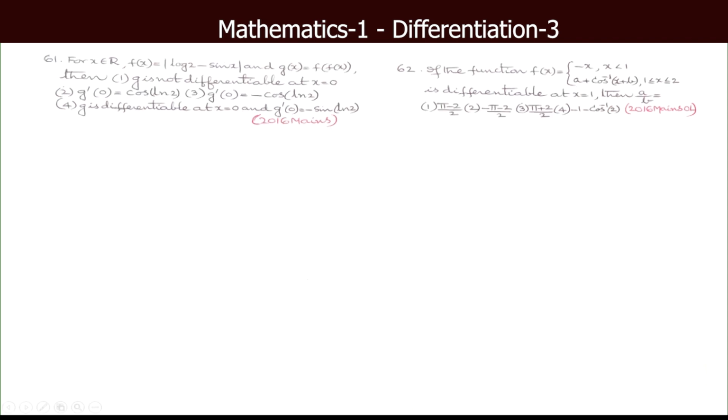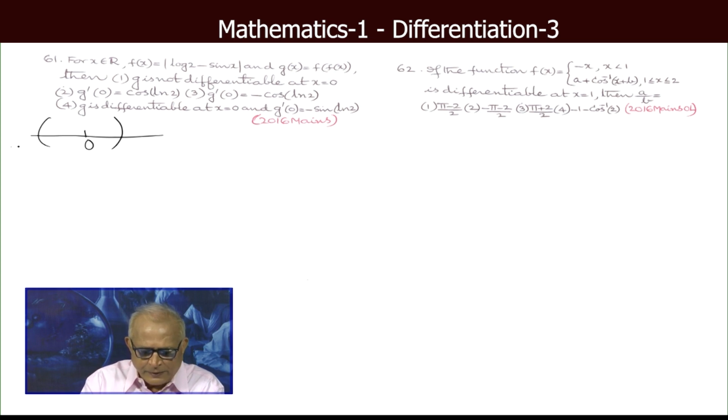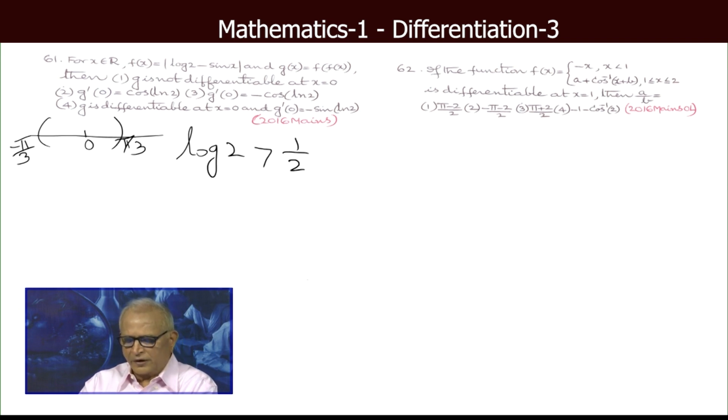2015 mains. Next, 2016 mains. For x belongs to R, f(x) equal to mod of log 2 minus sin x and g(x) equal to f of f(x). Then, what can be said about the derivative of g at x equal to 0? X equal to 0 means you take a small neighborhood of x, say minus pi by 3, pi by 3. Sin x is always less than log 2, because log 2 is greater than half. I hope I am clear.